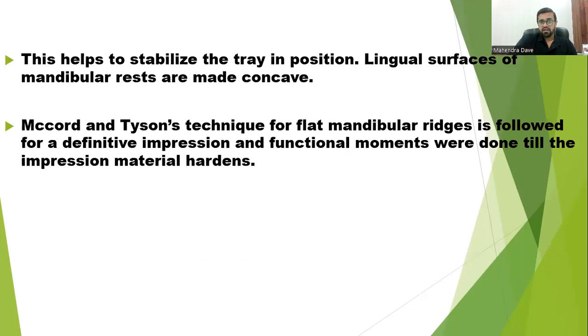The vertical rests help to stabilize the tray in position. The lingual surfaces of the mandibular rests are concave. The McCord and Tyson technique for flat mandibular ridges is followed for a definitive impression, and functional movements are usually done till the impression material gets hard.